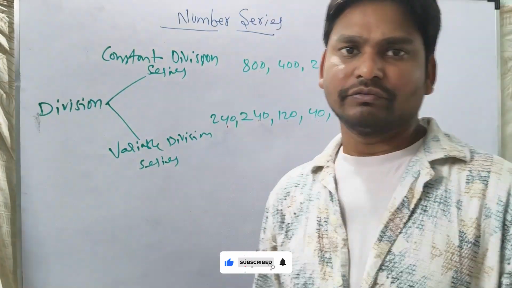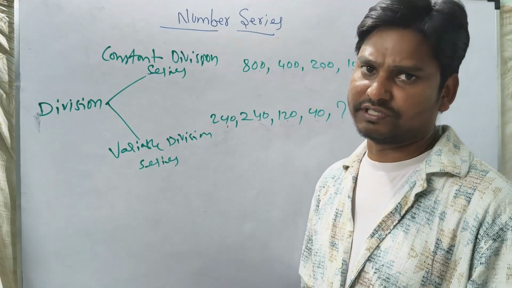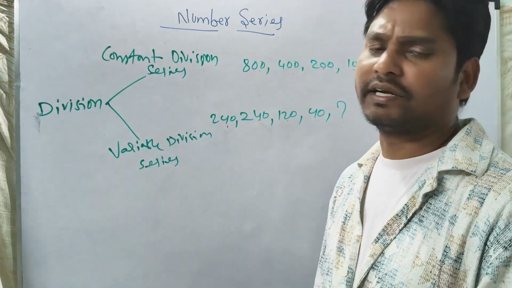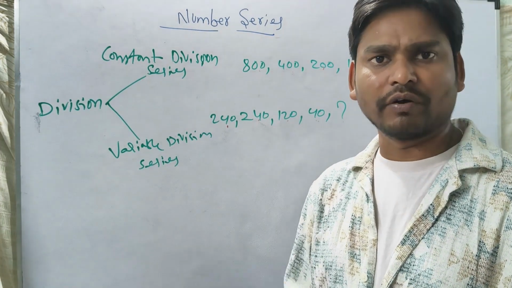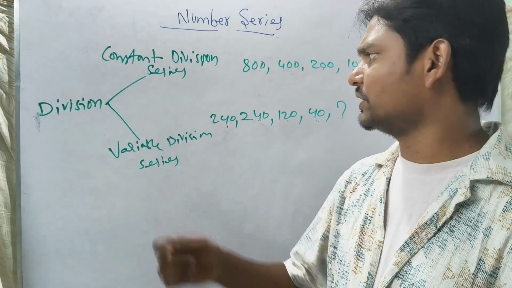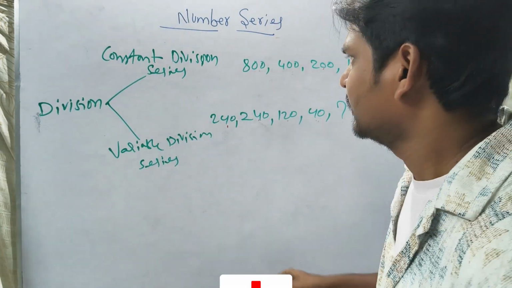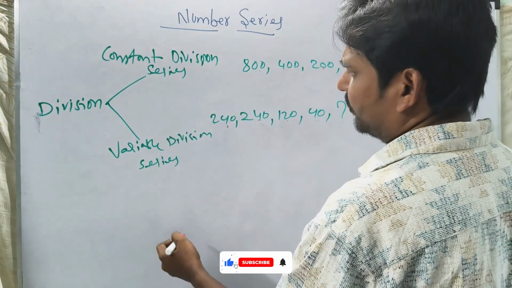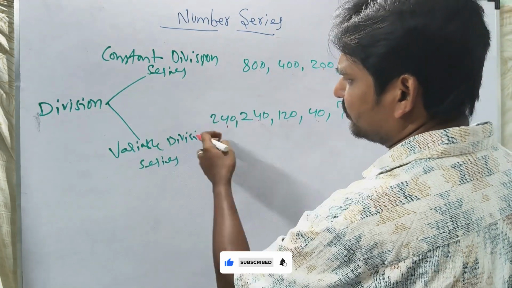Okay, next we will move on to the division series. Students, we will move on to the next model, that is division series. All this comes under arithmetic series. So far we discussed addition series, difference series and product series. This is the next one, division series. In this again we have two different models: constant division series and variable division series.